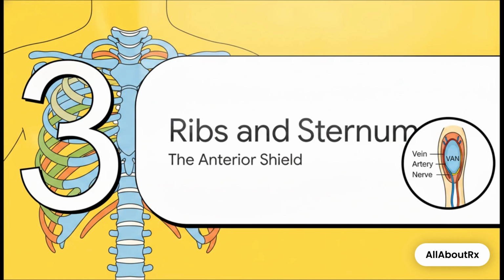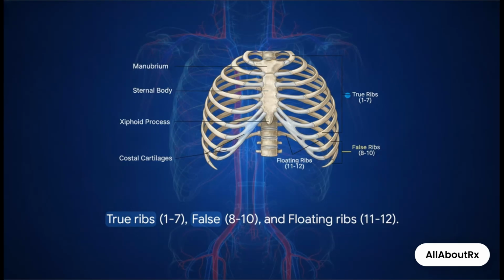Next up, Part 3, the ribs and sternum, acting as our anterior shield. Ribs are strictly classified by their anterior attachment. So, true ribs, that's 1 through 7, earn their name by attaching directly to the sternum. False ribs, which are 8 through 10, attach indirectly by piggybacking onto the costal cartilage of the 7th rib. And then you have the floating ribs, 11 and 12. They have absolutely no anterior attachment at all, and just end right in the abdominal musculature.